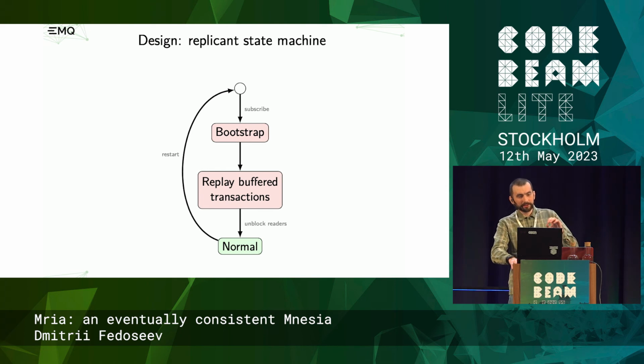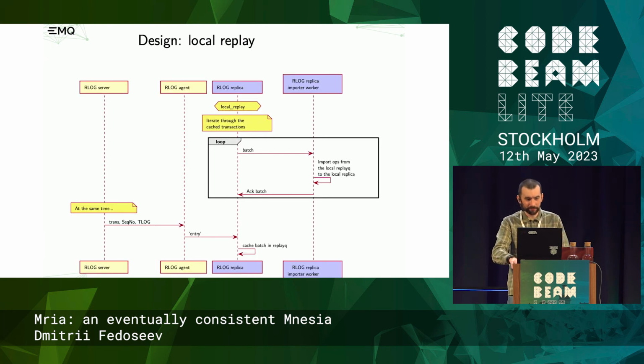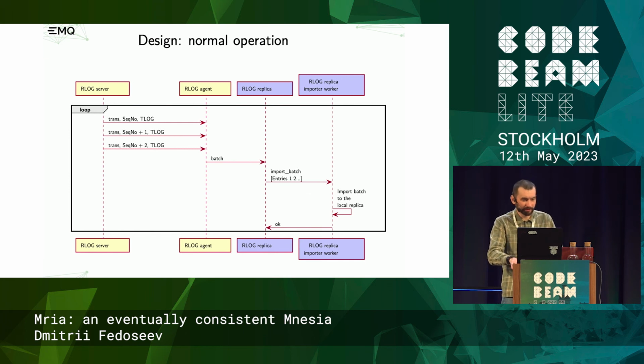This naturally leads us to the design of the replicant state machine. It goes through three states. Bootstrap, where we backfill the data, creating this unusable broken replica. Local replay, when we replay buffered transactions and fix the replica, and normal, when the local table becomes consistent and can be read by the local processes. Once everything is done, we just apply transactions immediately to the replica, and local processes can observe the change data with some delay.